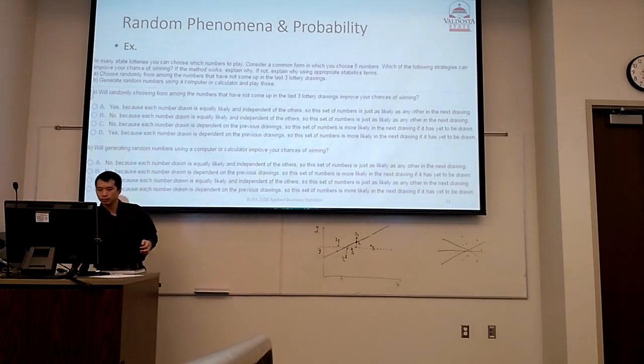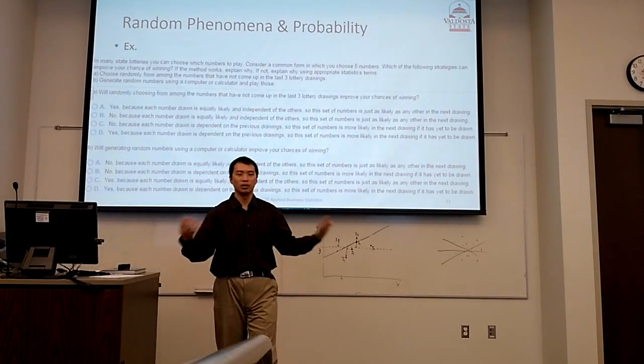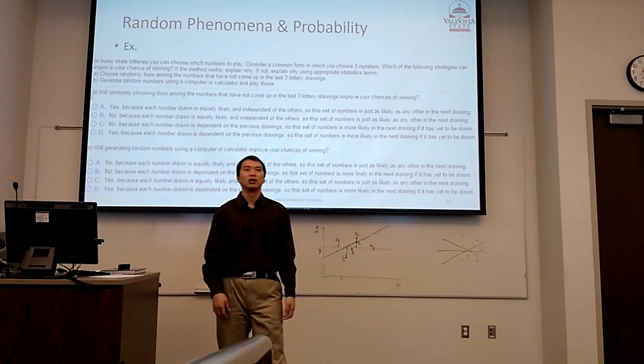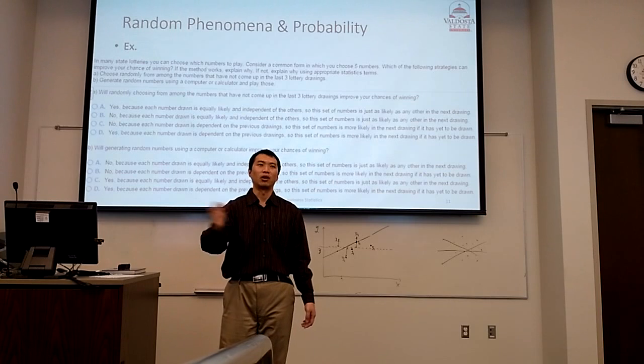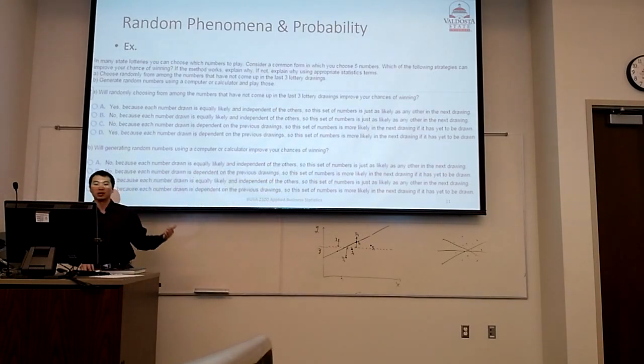A. A? Because each number drawn is equally likely and independent. Okay? Still, they're independent. No matter how many times you try, even if you try 1,000,000 times, you get some results, if the next time is independent from what you did. Okay? So that's the independence.